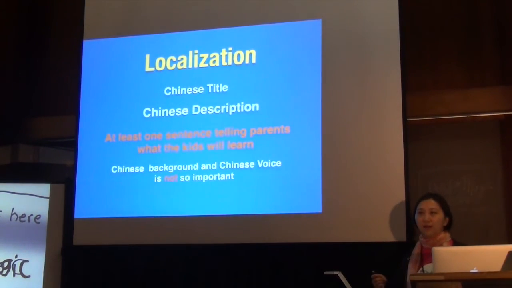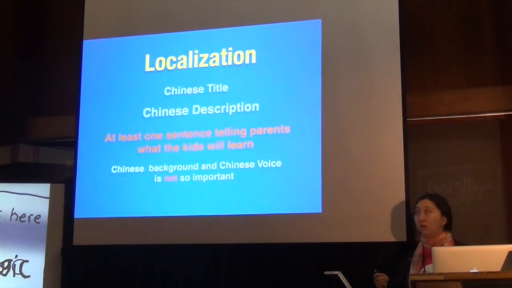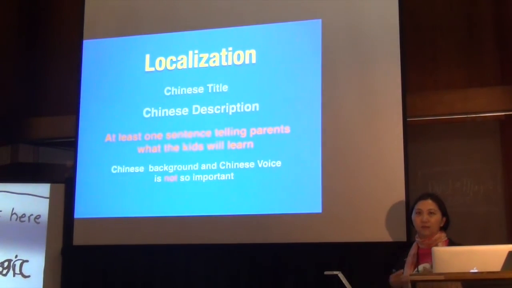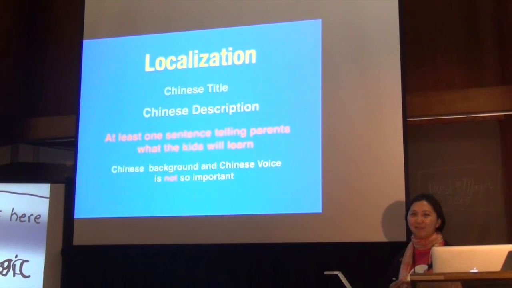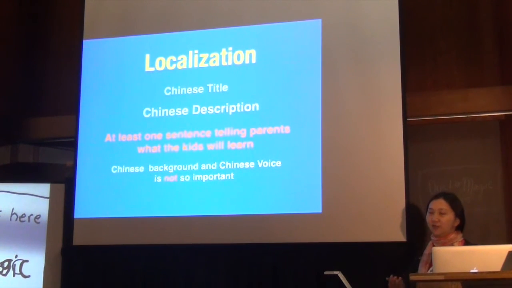So in our company, we have rules for our description. First, tell the parents what the kids will learn. Second, tell the parents about quantity, how long, and what they will learn with the results, which is also important. And third, tell people how many parents are using your application at the same time. And if you have some error, just tell them.